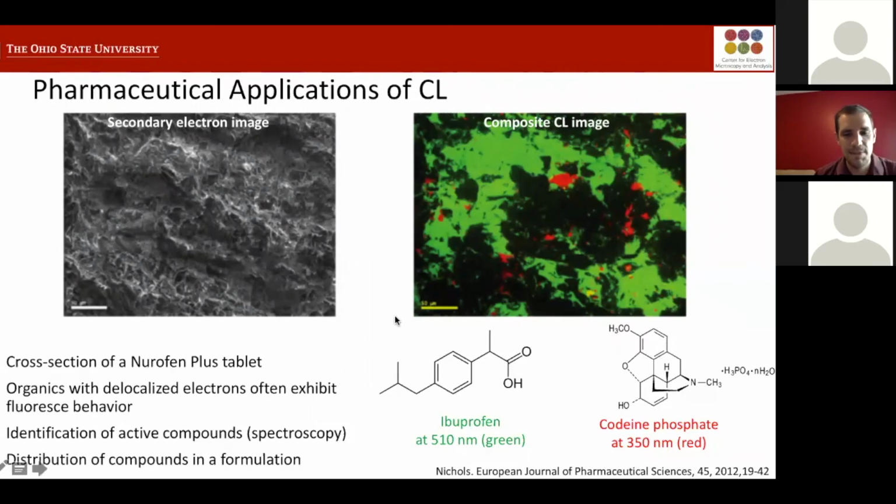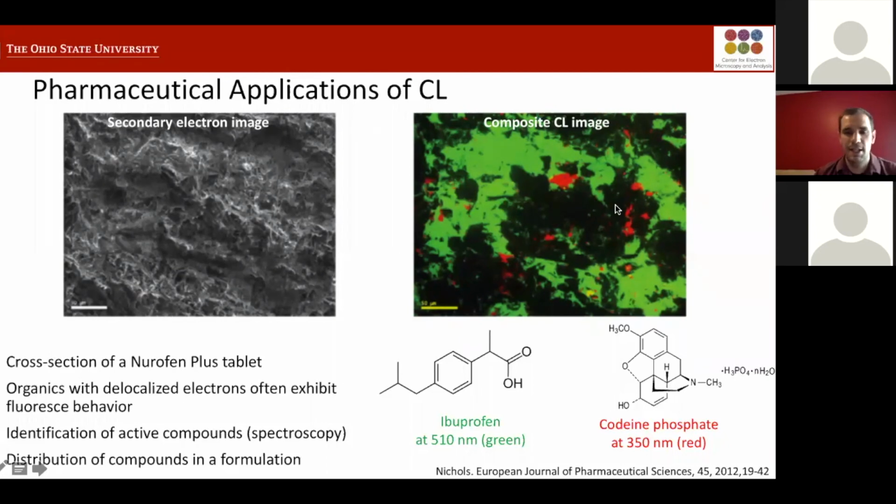But what's nice about these samples is they have aromatic regions in them. So if you have these, then the HOMO-LUMO gap is going to be close enough where you're going to be able to get some luminescence from them. And so this ibuprofen, you get a decent luminescence at about 510 nanometers. So if you map that out across here, you can see the distribution of your ibuprofen. Or this codeine phosphate, it has emission at about 350 nanometers. So you can map that and you'll see its distribution as well.